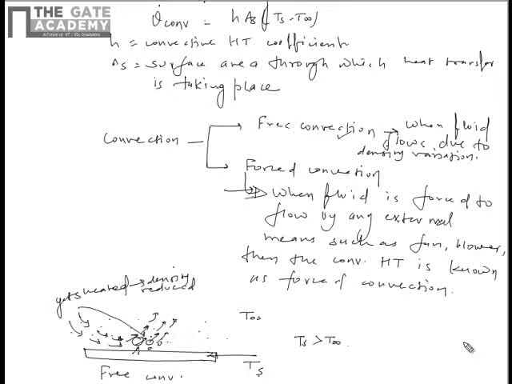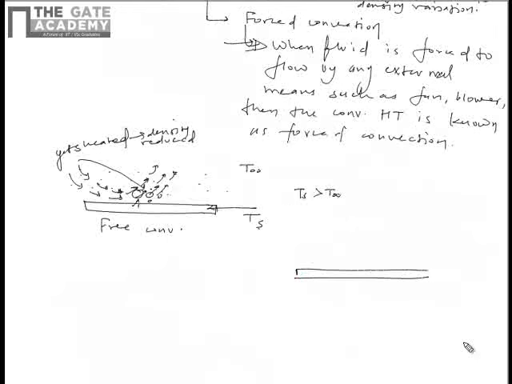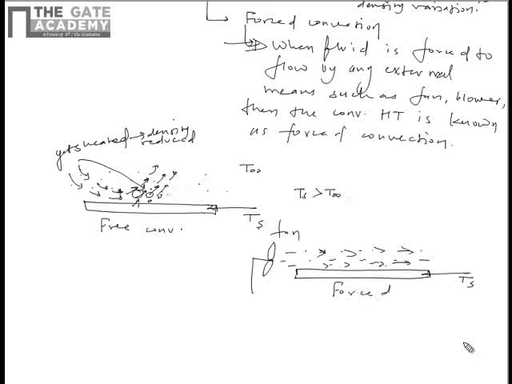And consider another situation in which this is the surface whose temperature is Ts, and the surrounding air is forced to flow by a fan. So it is flowing like this, in this direction. Okay, fluid is flowing. So this kind of heat transfer is known as forced convective heat transfer.